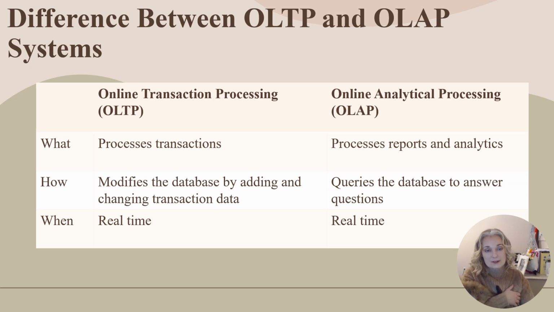When do these events occur with our online transaction processing? This is occurring in real time, and the same thing with our online analytic processing. So these are both real-time systems. The difference is, however, that the online transaction processing system just processes transactions, whereas our analytical system creates reports and analytics.